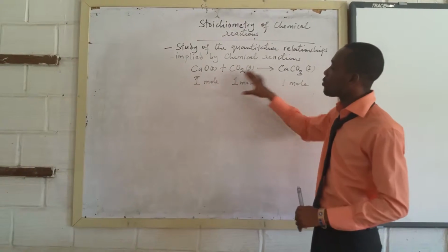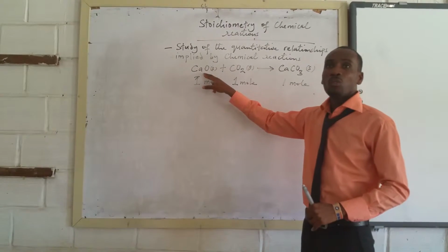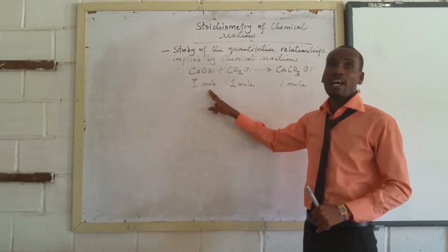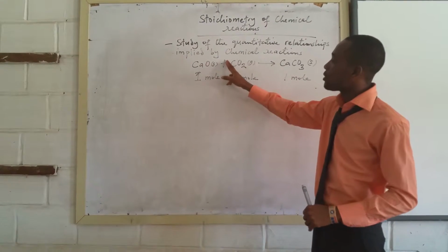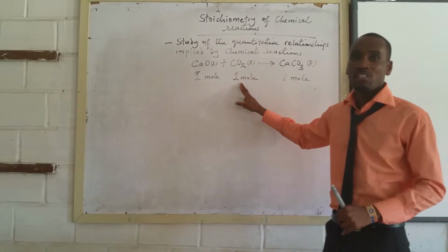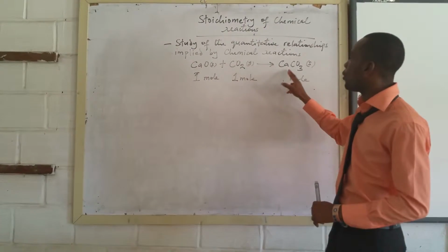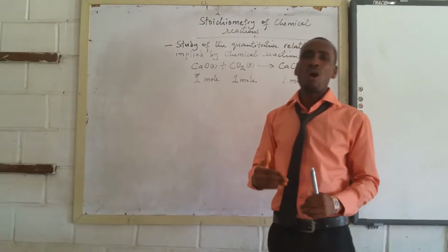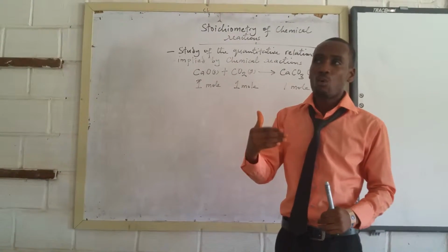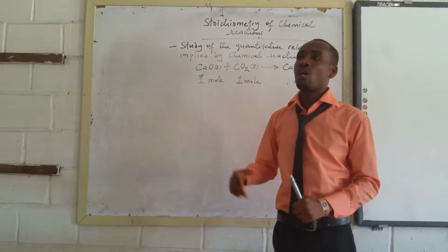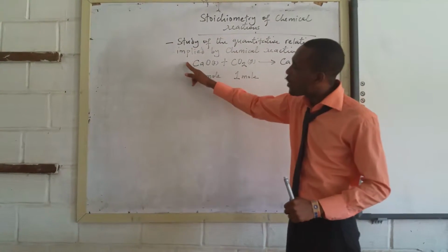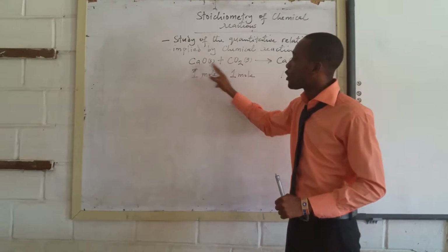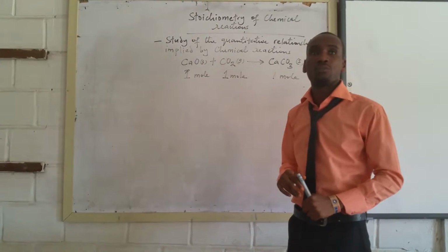Now, from what you can see here, you have 1 mole of calcium oxide reacting with 1 mole of carbon dioxide to give you 1 mole of calcium carbonate. Now you may want to ask, how did the 1 mole come about? Actually, you look at the coefficient of each of the species in the chemical reaction.